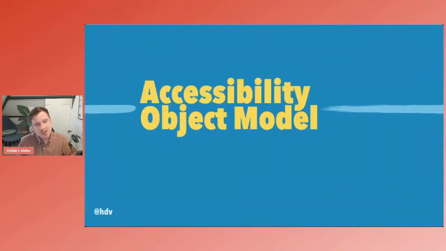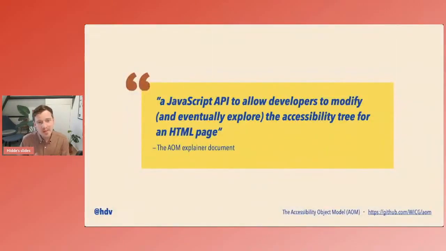Now, before I let you go, I want to talk a little bit also about the future, or what may be the future. I want to discuss something that is called the accessibility object model. I talked about the accessibility tree, which is based on the DOM tree. And there is the document object model, which the DOM tree is using. The accessibility object model would be a JavaScript API that will let developers modify and look at this accessibility tree for a given HTML page.